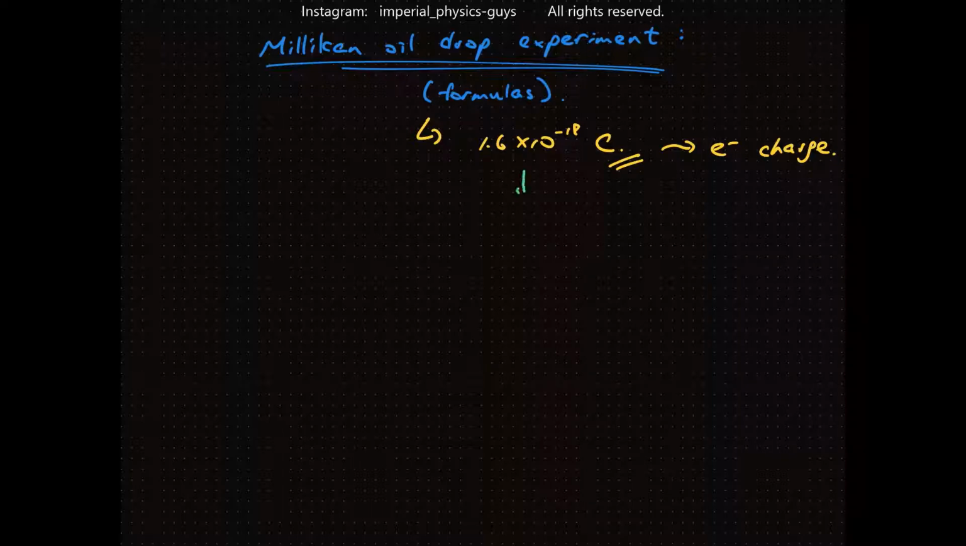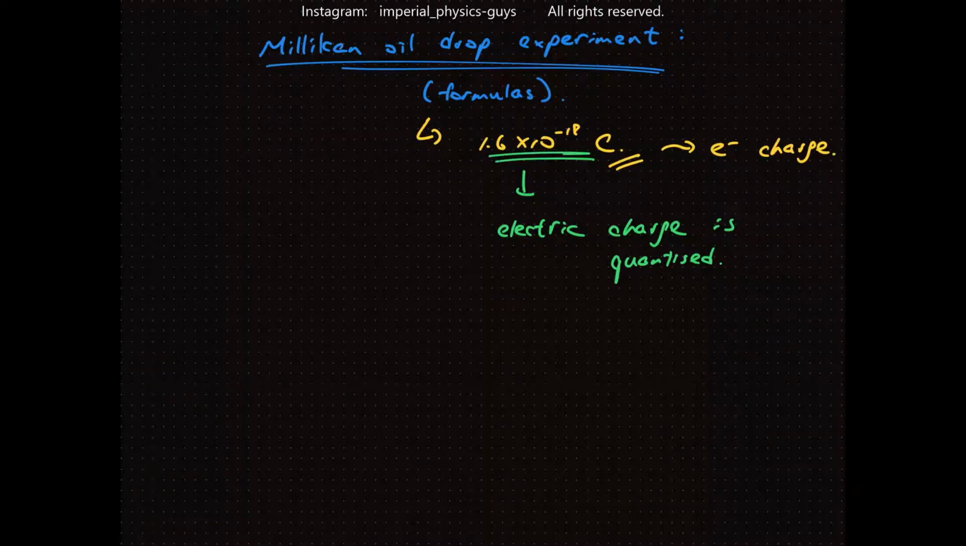Well, this basically tells us that the electric charge is quantized, which basically means the electric charge can only be whole number multiples of this value here.